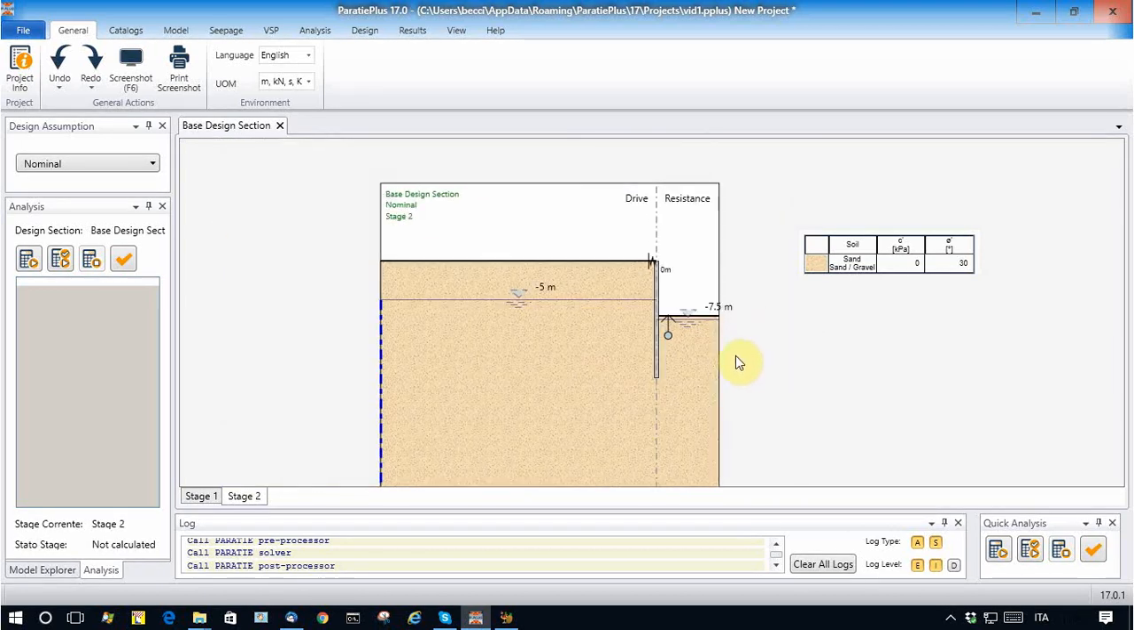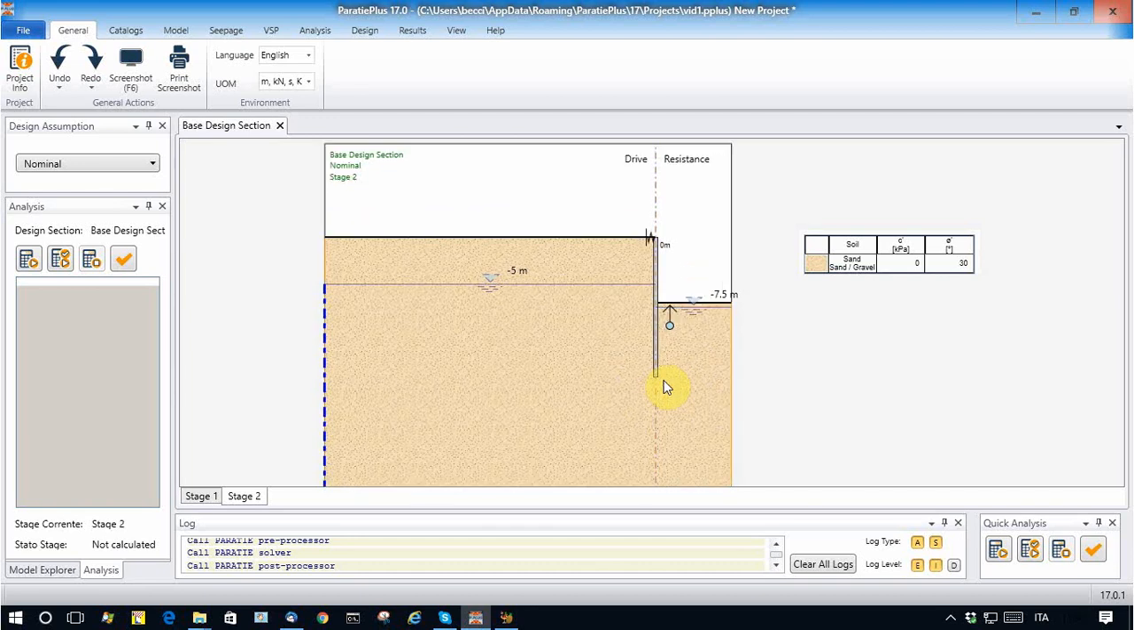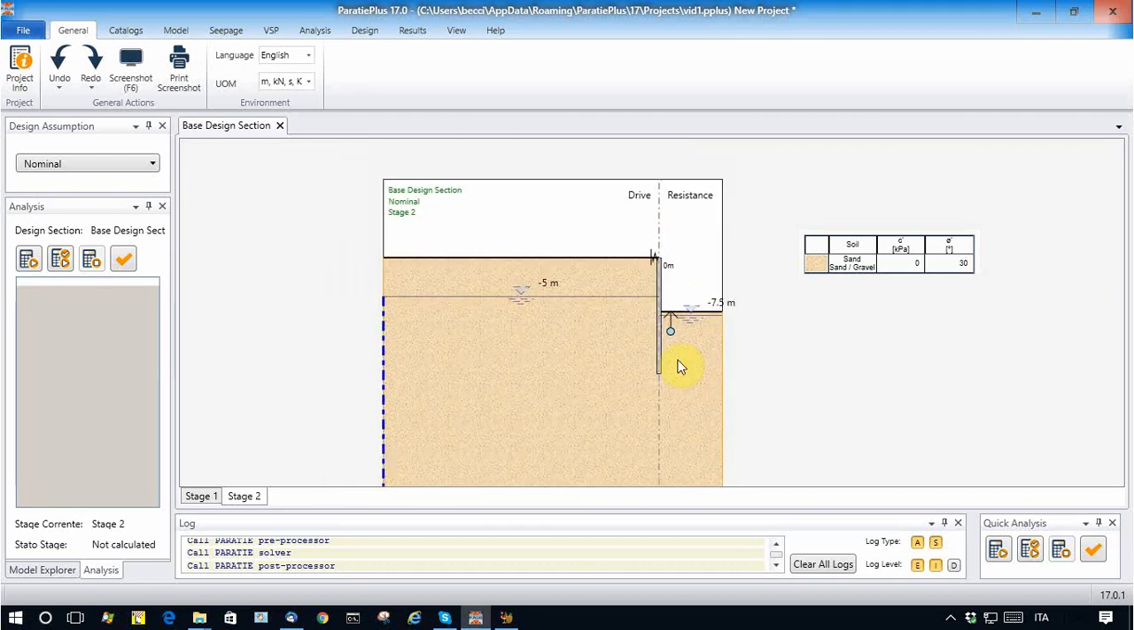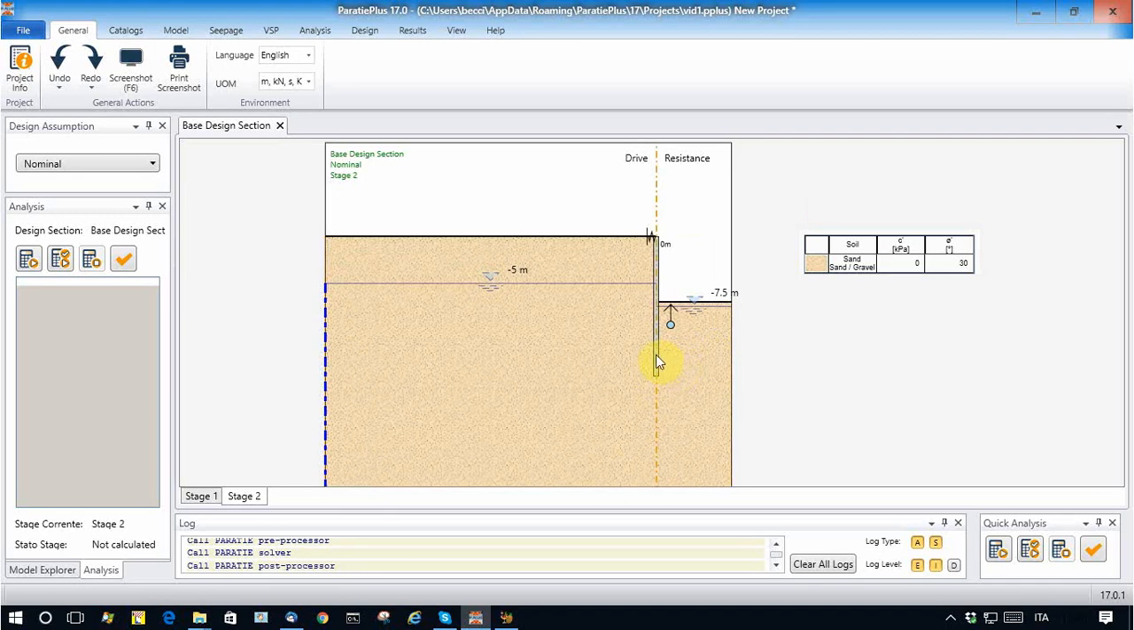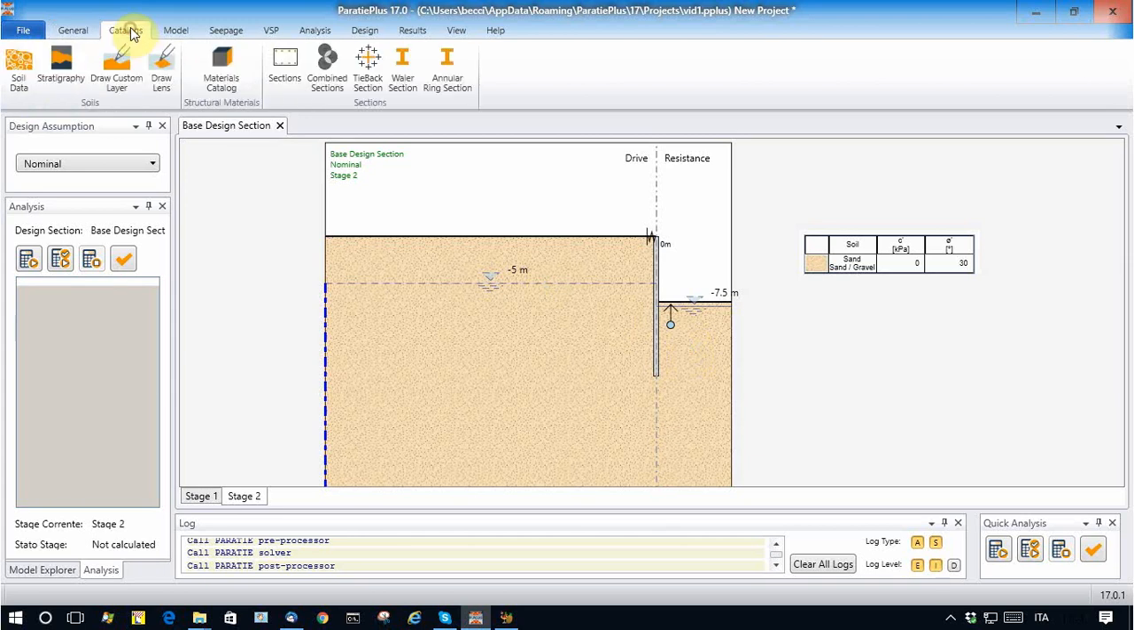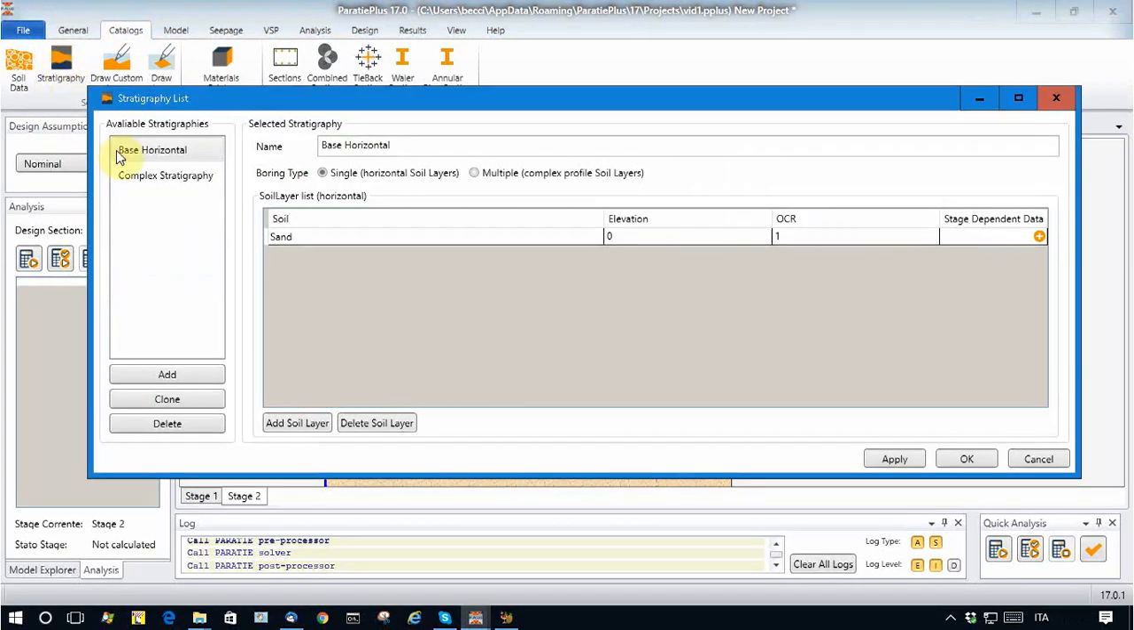So let's now modify a little bit the stratigraphy in order to provide a soil layer corresponding with the soil plug. Now the toe elevation is -15, and we consider a soil plug or an impervious barrier from -15, let's say 3 meters thick. So let's go to catalog and stratigraphy.